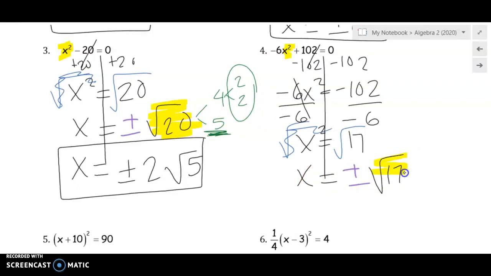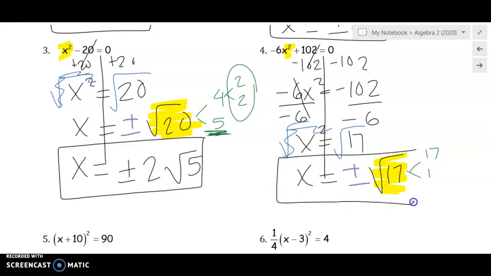You want to figure out, can I break down the square root of 17? What multiplies to 17? 17 and 1. Well, that doesn't help me at all. So actually, this is as low as I can go. My answer is positive root 17 and negative root 17.